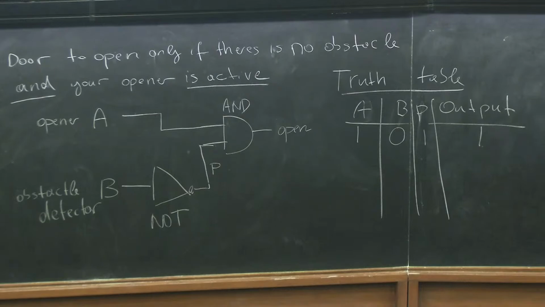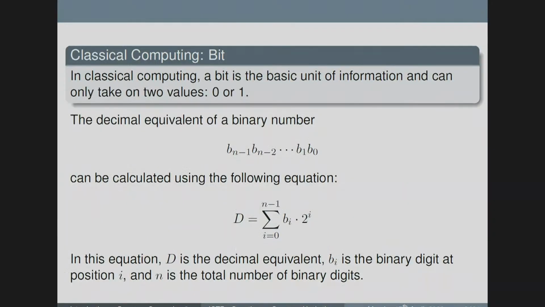OK. So you've probably heard about bits, as we talked about already. And there's a calculation, right? So typically you have 0s and 1s. And if you want to, for example, take a bit string and turn it into a decimal number, we can do some math.